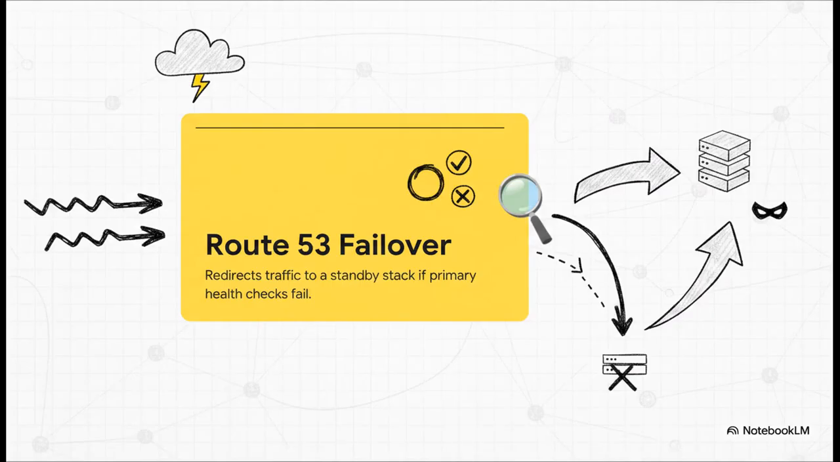But wait, how do we actually get the users routed over to that disaster recovery region? That's where Amazon Route 53 failover routing steps in. If you've got an Application Load Balancer in your primary region, Route 53 acts as the ultimate traffic cop. It's constantly monitoring health checks. The second your primary region goes dark, Route 53 seamlessly shifts every single user over to a standby application stack in your DR region. It requires the least amount of application changes, and it totally saves the day.